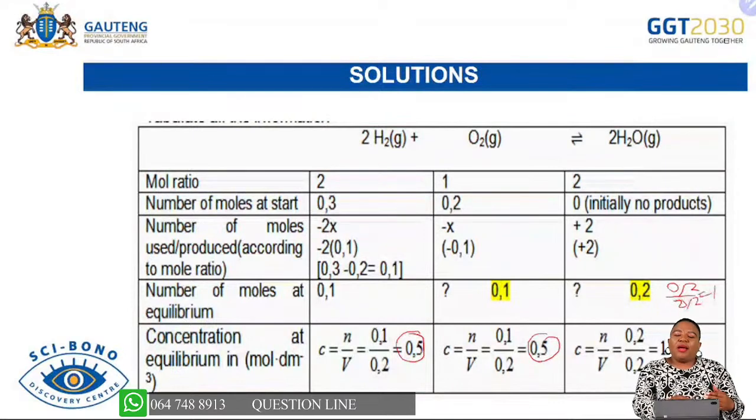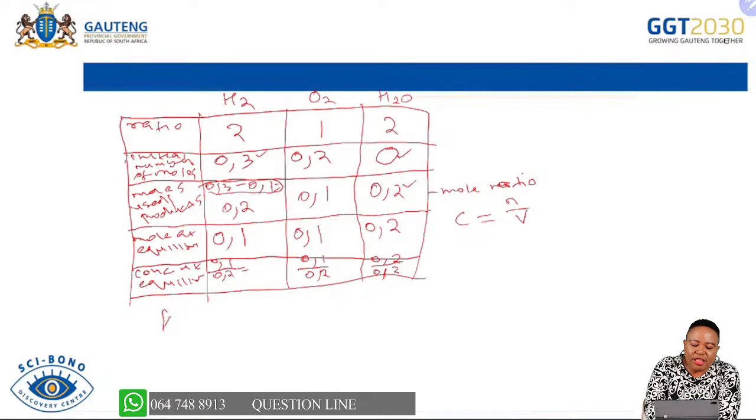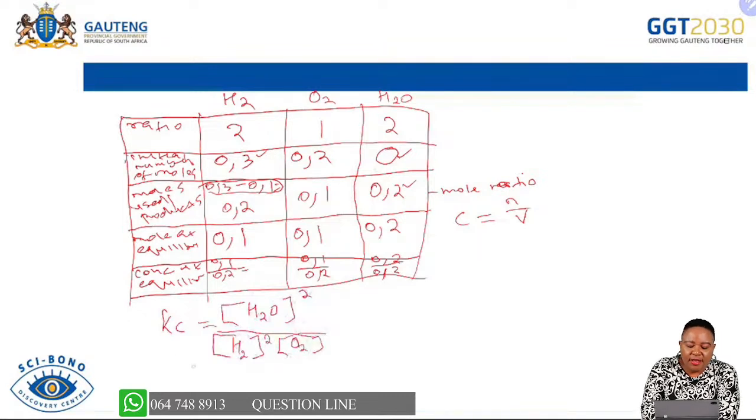Therefore, after getting your concentration at equilibrium, that's where you will go to your Kc expression and say Kc is equal to the concentration of water, H2O, remember it was squared, divided by the concentration of hydrogen, which is also squared, multiplied by the concentration of oxygen, which does not have any index. Therefore, you will now substitute your concentrations as you got them on the other one.